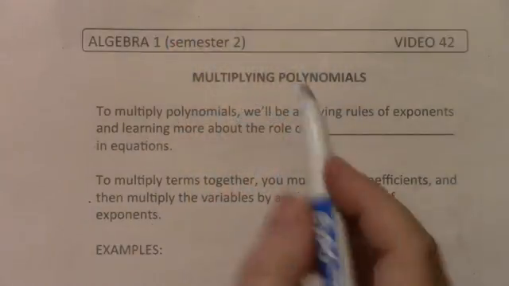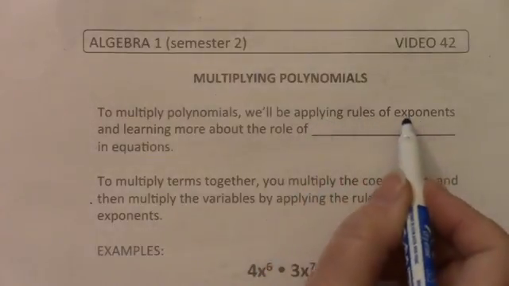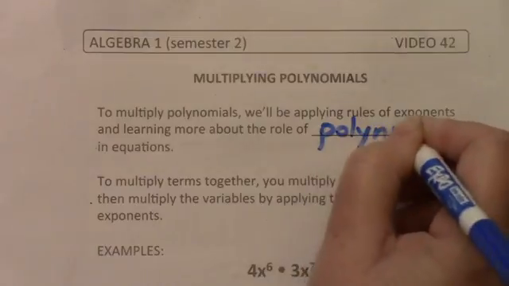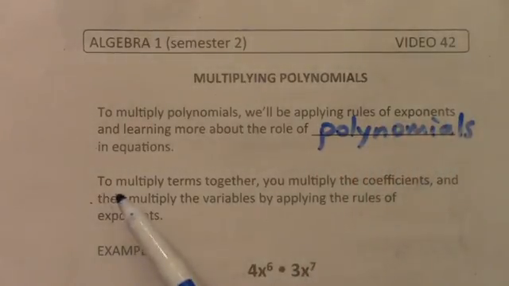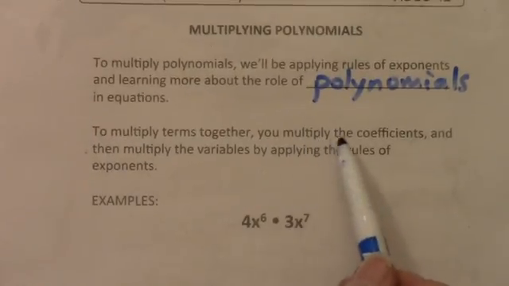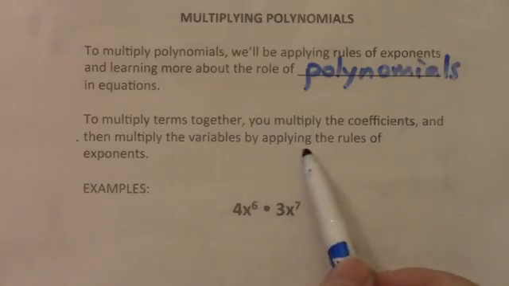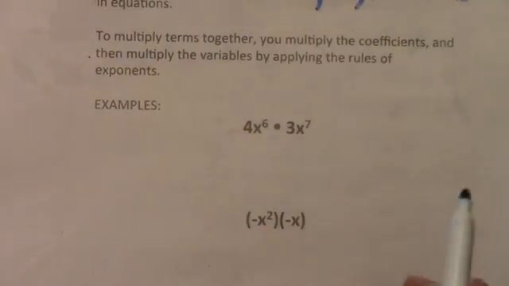Multiplying polynomials. To multiply polynomials, we'll be applying rules of exponents and learning more about the role of polynomials in equations. To multiply terms together, you multiply the coefficients and then multiply the variables by applying the rules of exponents. So, if you take a look at this first example, we first multiply the coefficients.